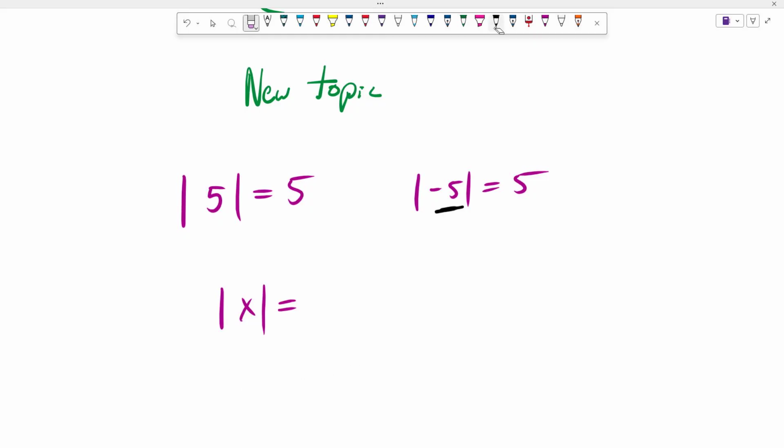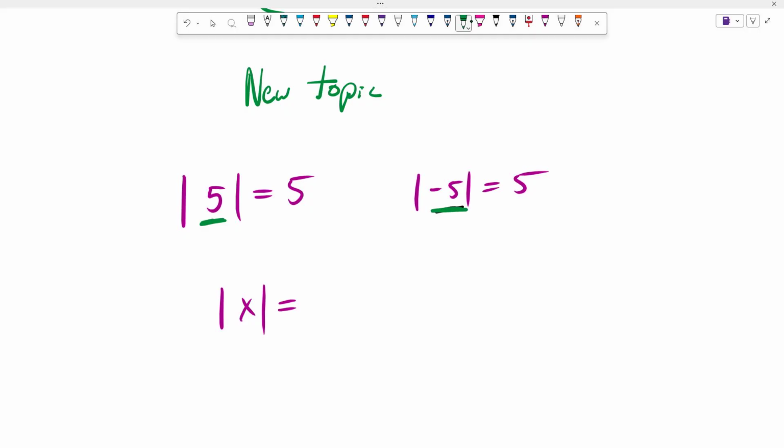Uh-oh. What is the absolute value of x? So is it both? Let's try that with this number. Is the absolute value of 5 plus or minus 5? No, it's just the plus. I like the idea, though. Any other ideas? Does it depend? Yes, it depends on the value of x.